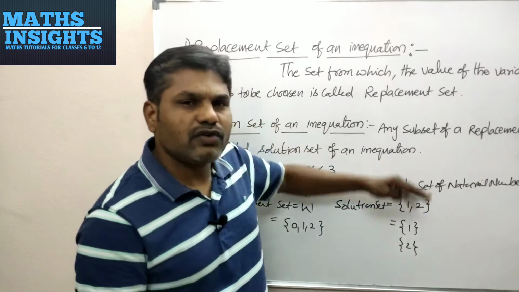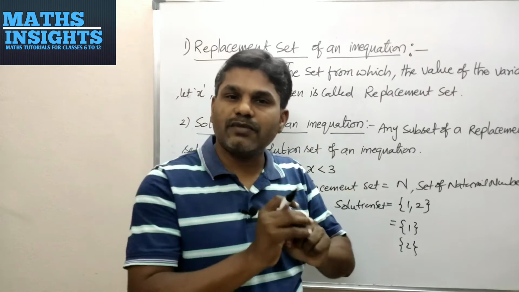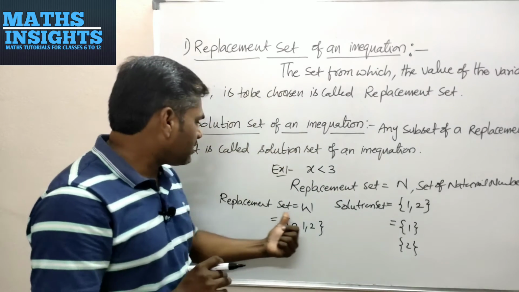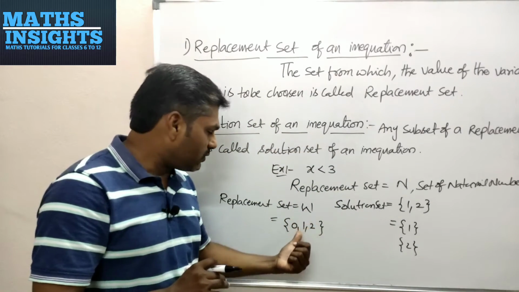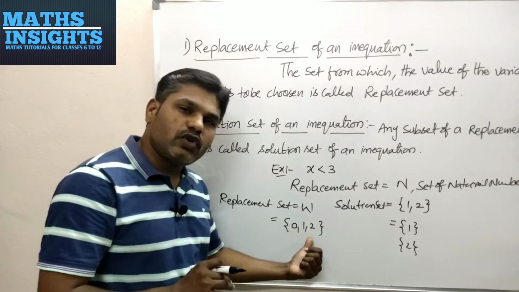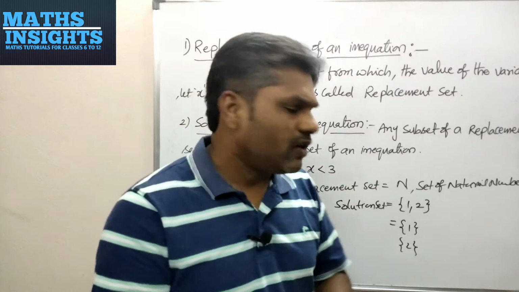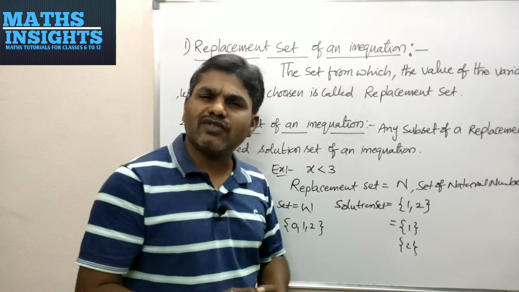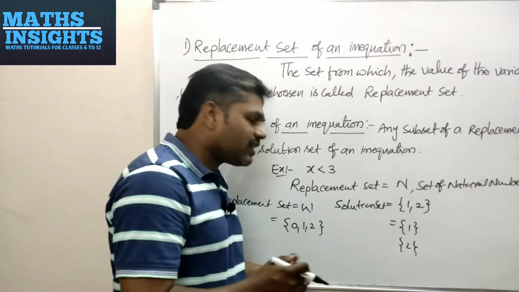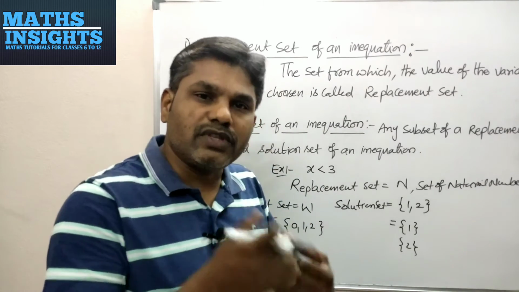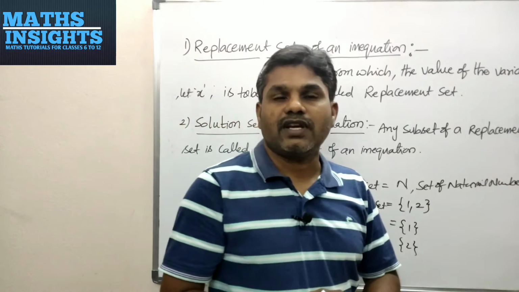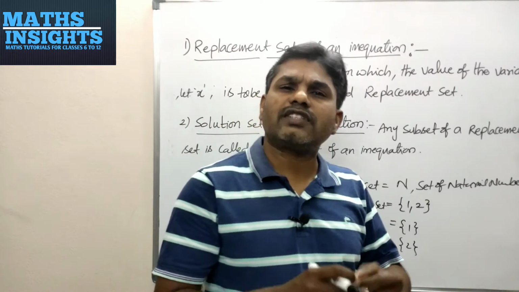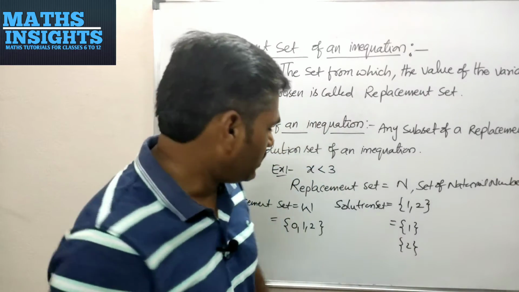And this particular set, we are mentioning the name of the set. Here also the replacement set is W, meaning whole numbers. Then 0, 1, 2 is the solution set. We will have a lot of numbers in whole numbers, but we are taking some elements from that. Then that will become the subset. I made a separate video on subsets also. Please go through that video.